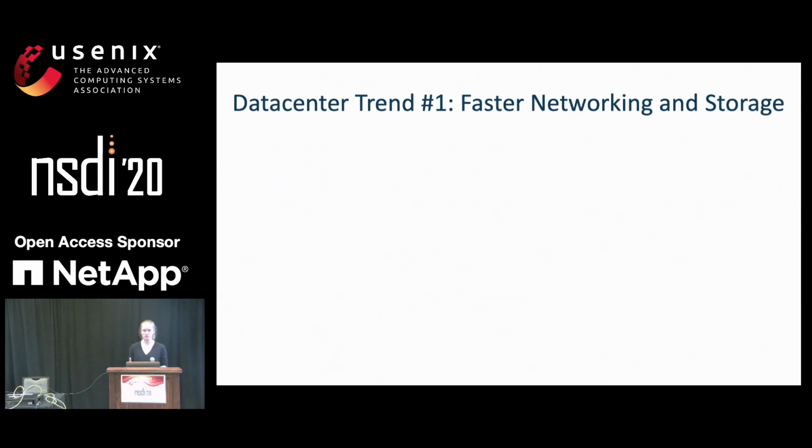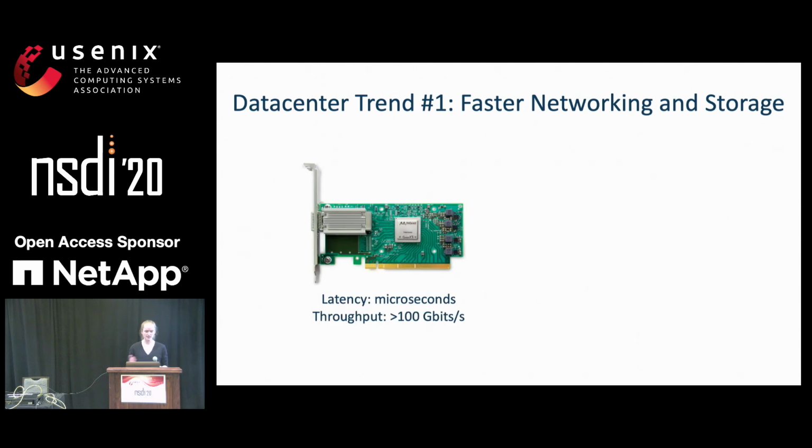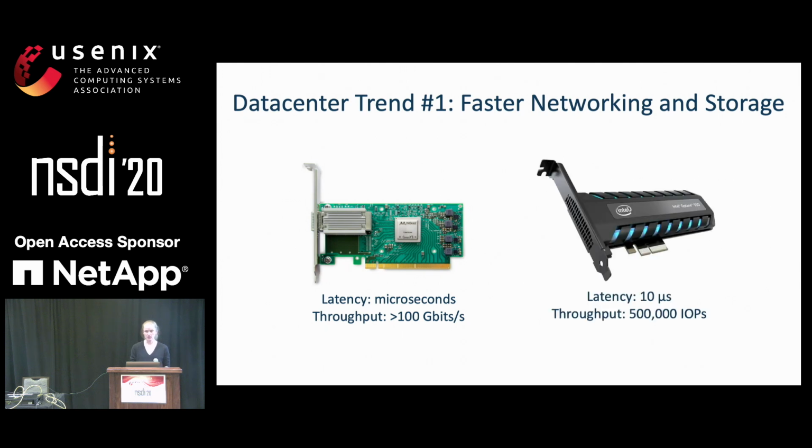One of these trends is that we have faster networking and storage devices. So for example, if we look at NICs, in recent years we've had NICs emerge that have latencies of a couple of microseconds and throughputs of 100 gigabits per second or even higher. Higher speed NICs are on the way. On the storage side, we also have much faster flash devices. So we have flash devices with latencies of about 10 microseconds, and they can support throughputs of up to about 500,000 I/O operations per second. And both of these are about an order of magnitude faster than, say, what we had available to us about a decade ago.